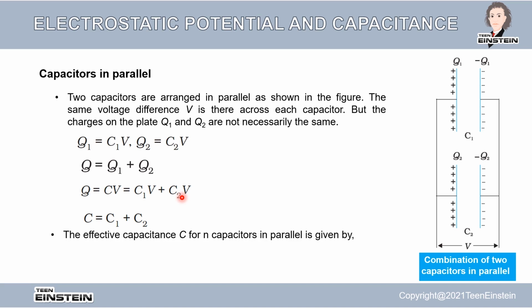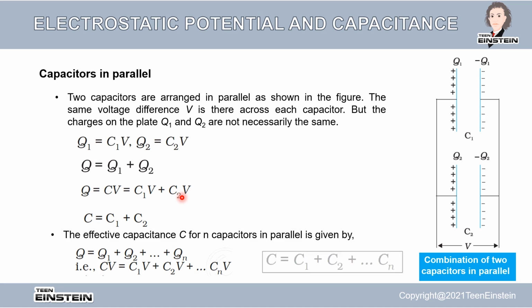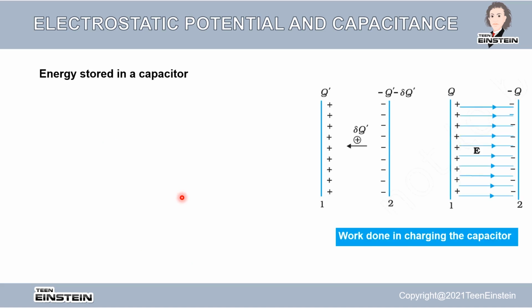So if you have n capacitors in parallel combination, then similarly you can get the total equivalent capacitance as C equal to C1 plus C2 plus C3 and so on, up to Cn. So this is the capacitors in parallel.